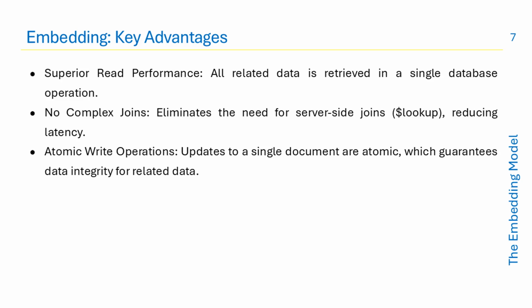Finally, a crucial advantage is atomicity. MongoDB guarantees that any write operation on a single document is atomic. This is incredibly powerful. It means you can, for example, add a new review to the array and simultaneously decrement a product stock count in the same operation. You are guaranteed that either both of these changes happen, or neither of them does. This simplifies your application logic and ensures data integrity without the overhead of complex transactions.